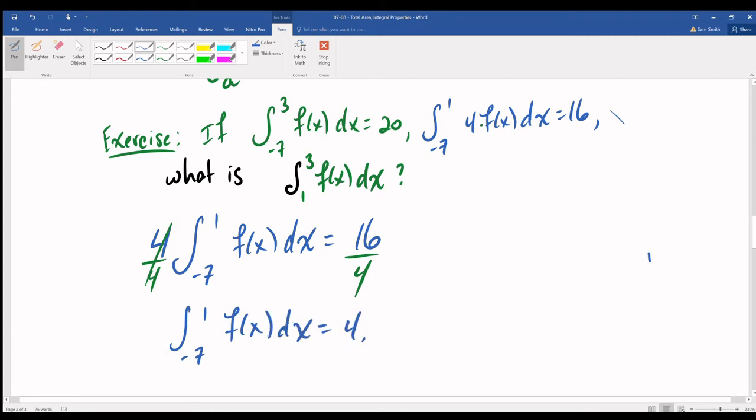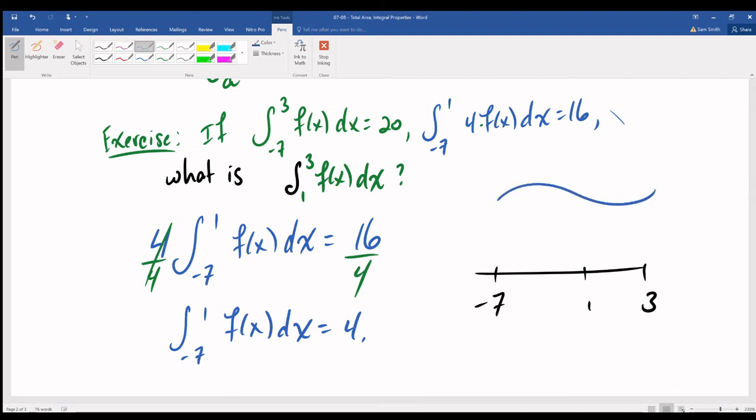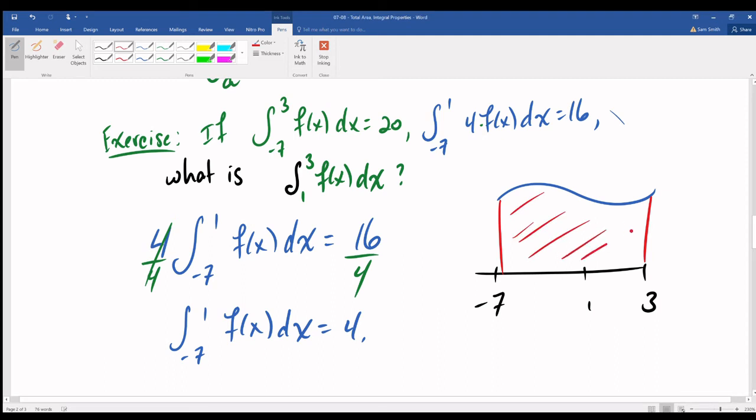Now, let's get a little diagram going. We have this function here. Who knows exactly what it's doing, but it's working on the region from -7. In fact, let's forget the y-axis. -7, 1, and 3. Let's say our function looks a little bit like this. What we have been told is that this complete full area, all the way from -7 up to 3, is equal to 20. And if I take this narrow band from -7 to 1, then this band is only worth 4.